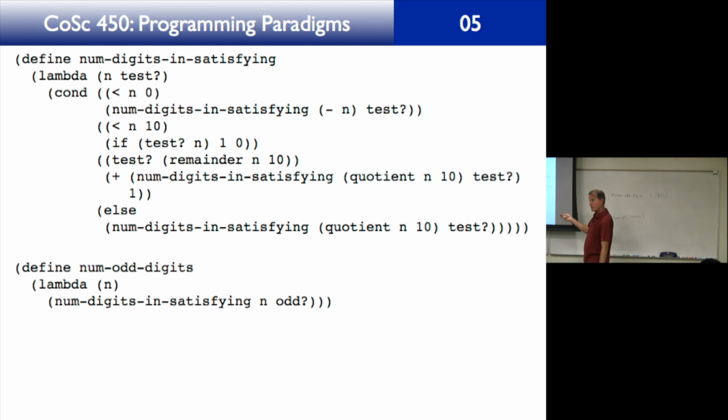Are we good? Is everybody clear? Now, the question is, how does num digits n satisfying do its job? Well, look. What does it do? This one is a very robust function, because what does it test for here? The first thing it tests for is if what? If n is what?